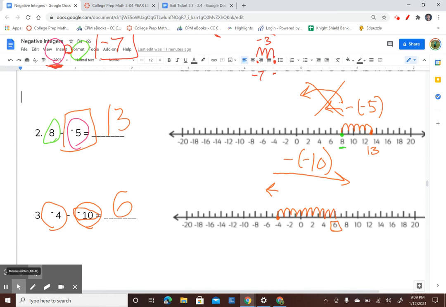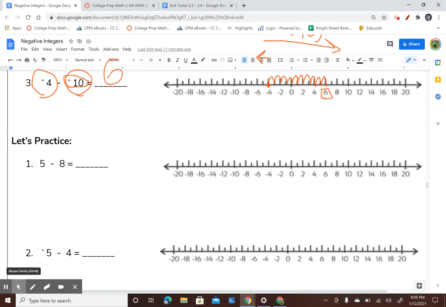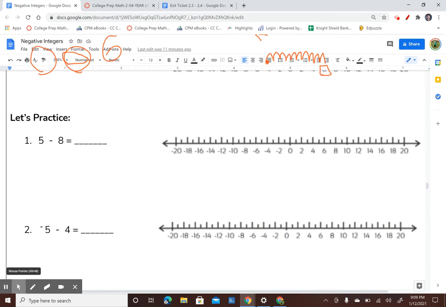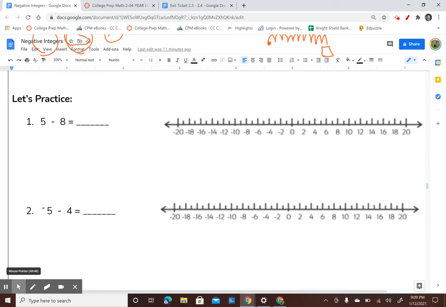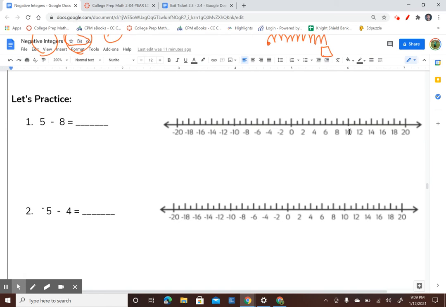And so now it's your turn to practice this skill. We have 5 minus 8 and negative 5 minus 4. Use that number line, all right? Color code it. Maybe even circle the terms that are negative in red, and then circle the terms that are positive in green. So let's go ahead and do that to start. And now you can go ahead and solve these problems. I'll work along silently with you so that way you can check your work.